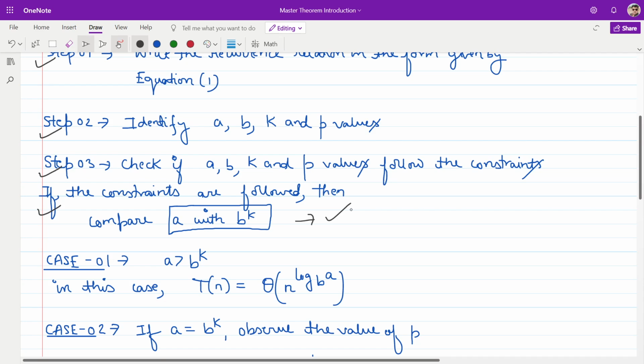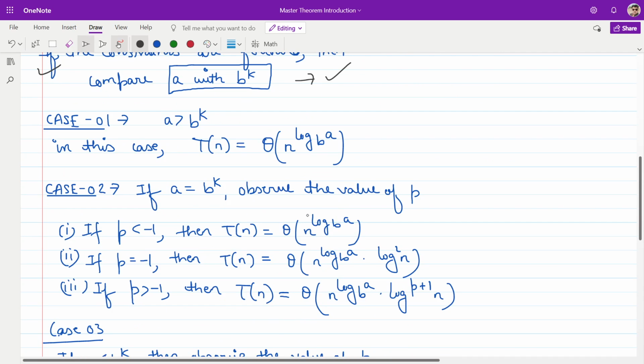When you actually go for solving the problem with Master's theorem, the first thing that you have to do is compare the value of a with b raised to the power k. You already know the value of a, and you already know the values for b and k. So you have to first compute b raised to the power k, and simply compare these two values. When you compare these two values, three cases arise.